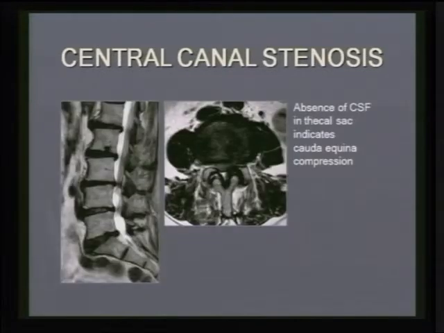We see these here on MR: multilevel disc bulges. At this level, there's also some prominence of the posterior fat pad. We see facet osteoarthritis most marked on the left, but the combination of these features is resulting in compression of the thecal sac with absence of the CSF within the thecal sac on the T2-weighted image, which suggests that there is associated circumferential compression.